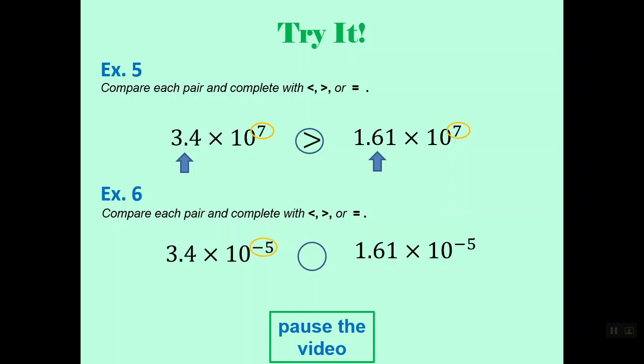In example 6, we have the same thing. We have 10 to the negative 5th power on both sides. So again, we are going to defer to the factors. Here we know that 3.4 is greater than 1.61. On both sides, we are going to be shifting that decimal to the left 5 spaces, which then makes sense to have 3.4 times 10 to the negative 5th greater than 1.61 times 10 to the negative 5th power.